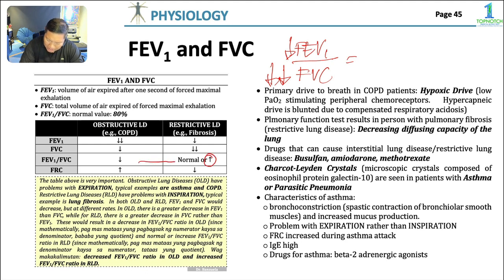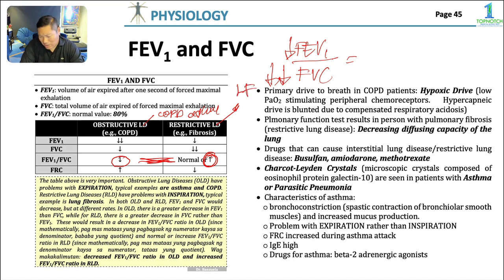Ito ang pinaka-importante dito, okay? FEV1 FVC ratio will decrease for obstructive lung disease. FEV1 FVC ratio will increase for restrictive lung disease. Obstructive lung disease, think of COPD, emphysema, bronchitis. Think of asthma. Okay? Restrictive lung disease, think of lung fibrosis.